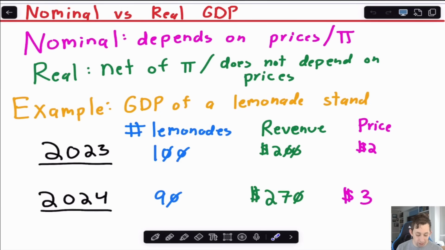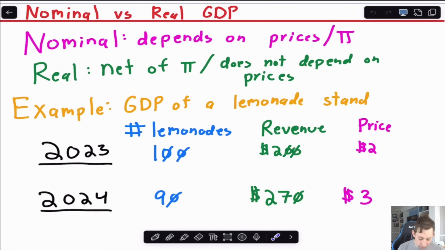So the real output, in terms of lemonades, of this lemonade stand fell. Now let's think about how we calculate the nominal GDP, or the nominal output, of this lemonade stand. Well, if we were to do that, then we need to include prices. So in 2023, if they're charging $2 a lemonade, now the revenue is $200, and so their nominal output is $200. In 2024, maybe they charged $3, and so there was some inflation in the price of lemonade.